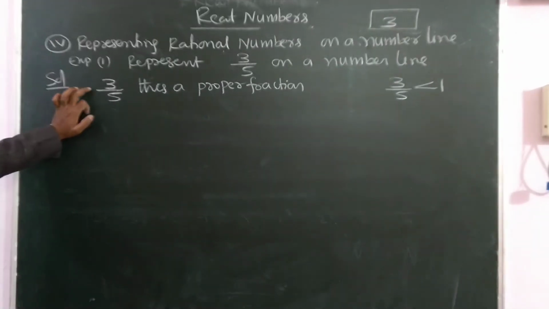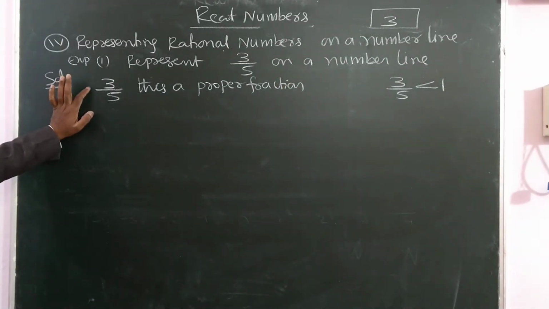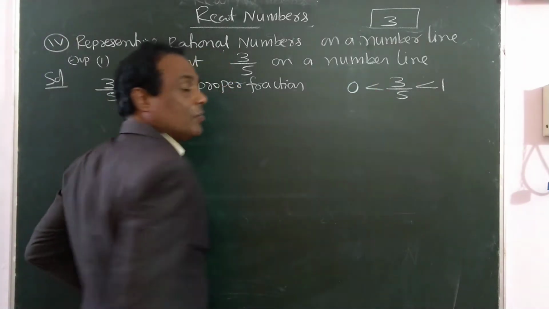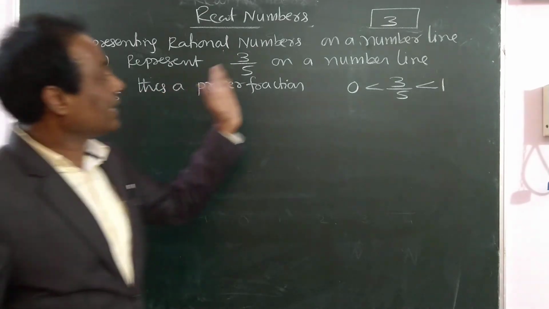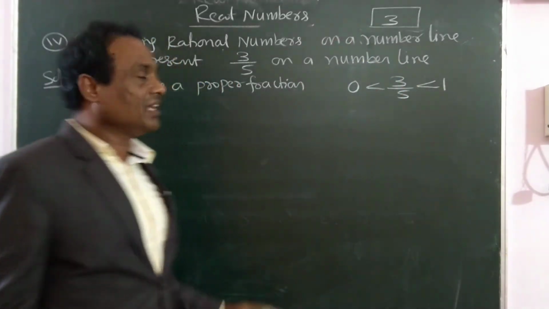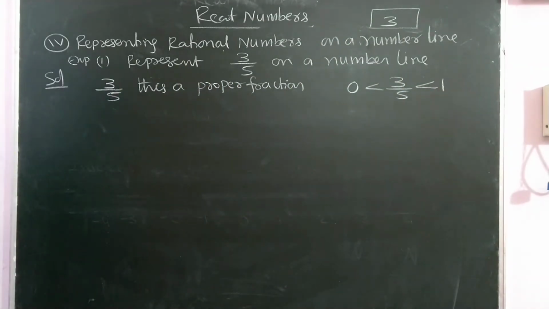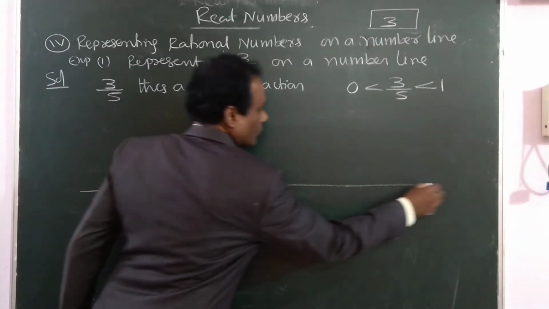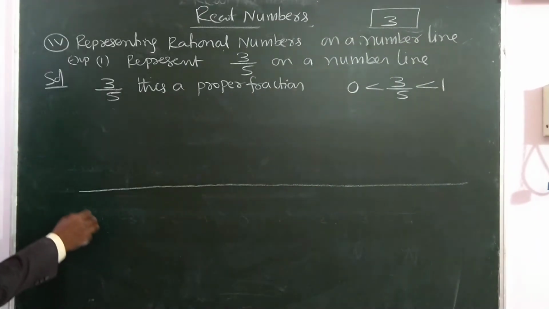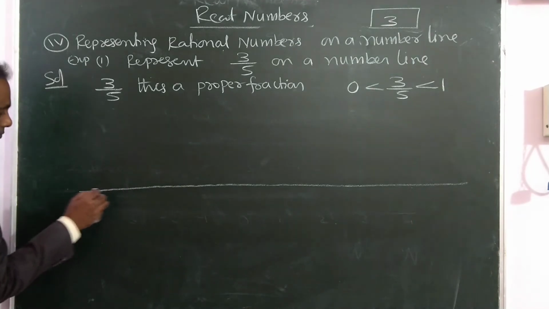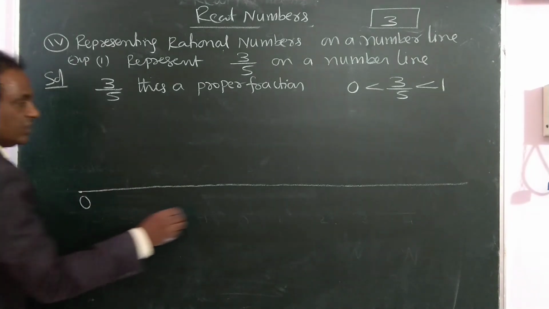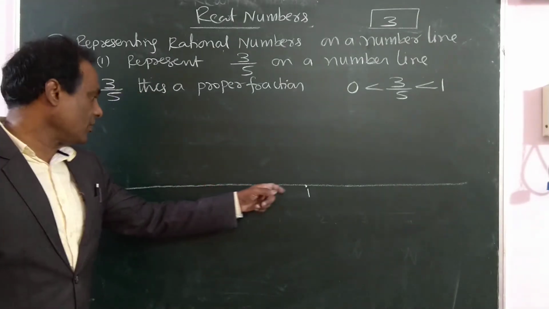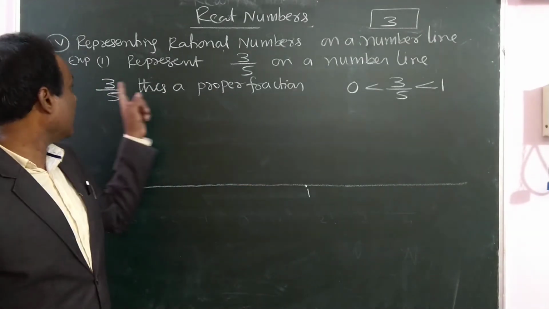Is it positive or negative? It is a positive number. Positive means it will be greater than 0. So it will be greater than 0 and less than 1. That means this will lie between 0 and 1. See here. Suppose this is 0, this is 1. So this 3 by 5 will lie somewhere here.